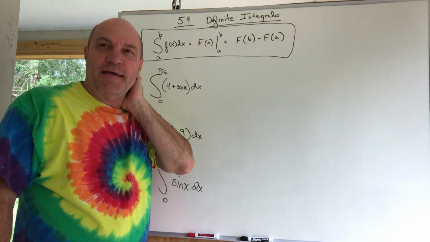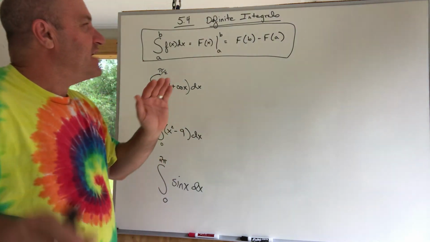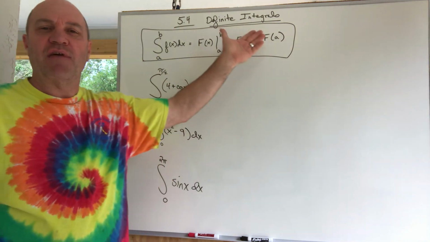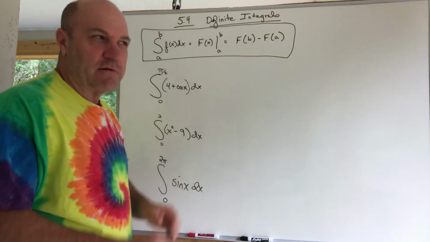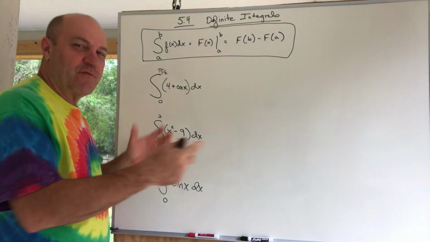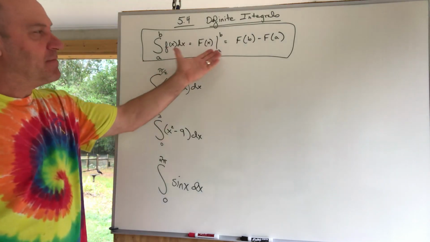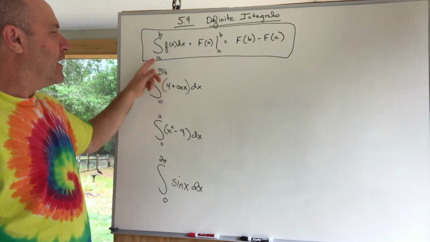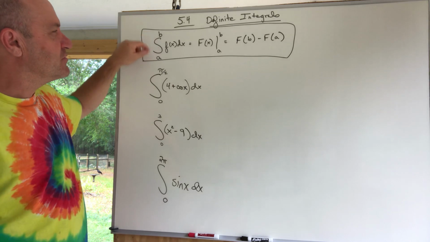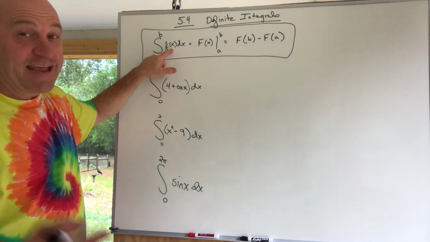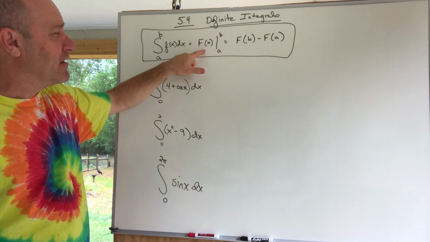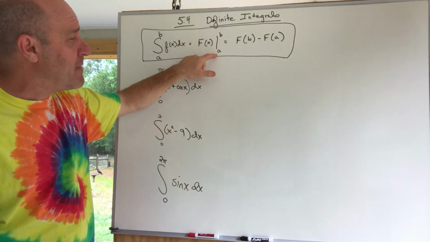So I'm in section 5.4. I want to do some definite integrals. I don't think I titled anything section 5.4, but we've hit this idea before. This is the fundamental theorem of calculus. An integral from a to b, this was kind of new, a definite integral of this function. You find its antiderivative, which we denote capital F of x. We evaluate it from a to b.